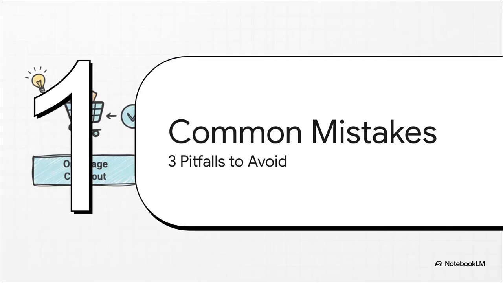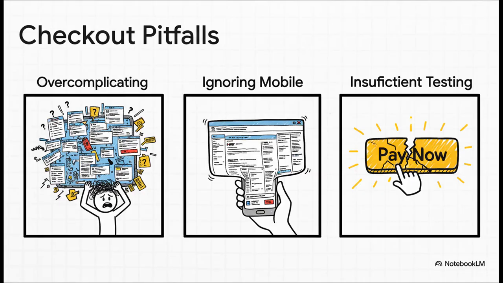Okay, let's switch gears a little. Because no matter which path you choose, blocks, classic, or custom, there are some universal pitfalls that can absolutely sink your sales. So let's look at 3 of the most common mistakes that you really need to avoid. First up, overcomplicating it. Seriously, too many fields, too many pop-ups, too many distractions, it just makes people frustrated, and they'll leave. Keep it clean and simple.